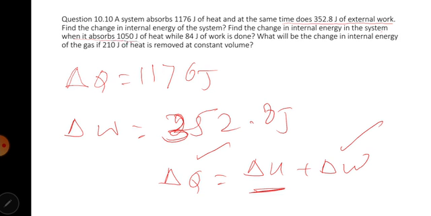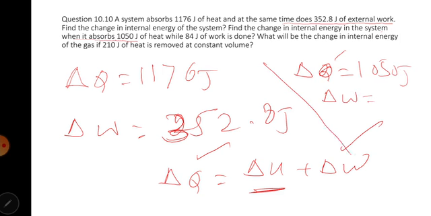If heat absorbed del Q is equal to 1050 joule, and 84 joule of work is done, then find what will be the change in the internal energy. So del U is equal to del Q minus del W is equal to 1050 minus 84. You will get the answer.